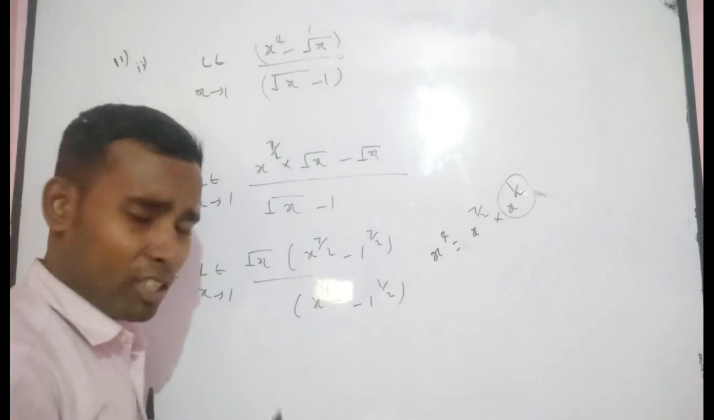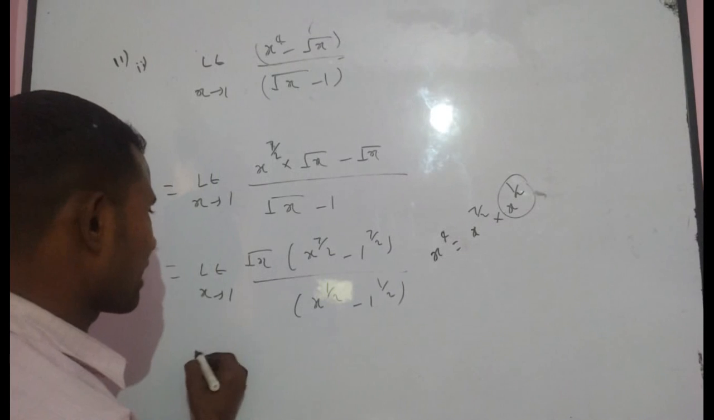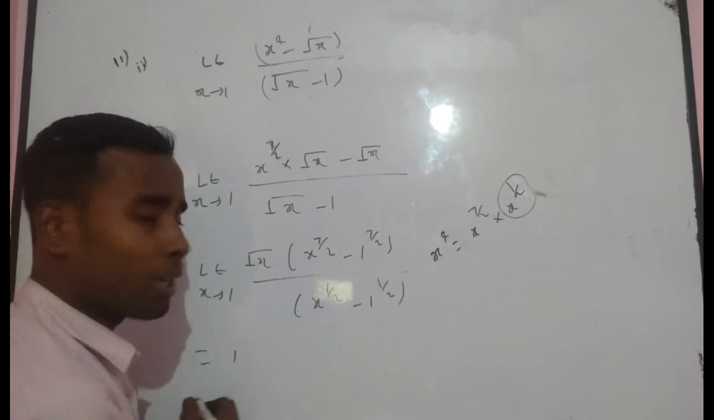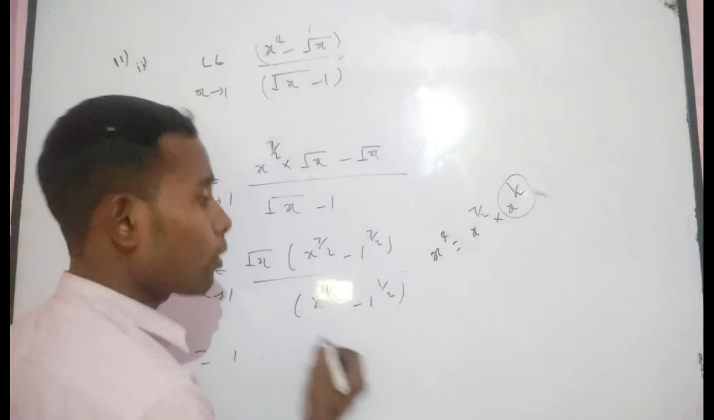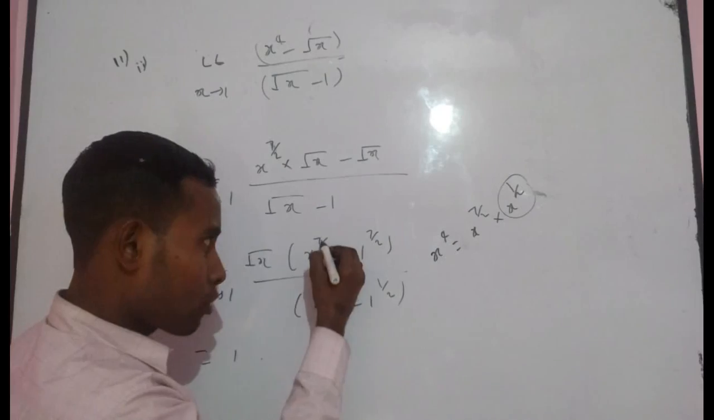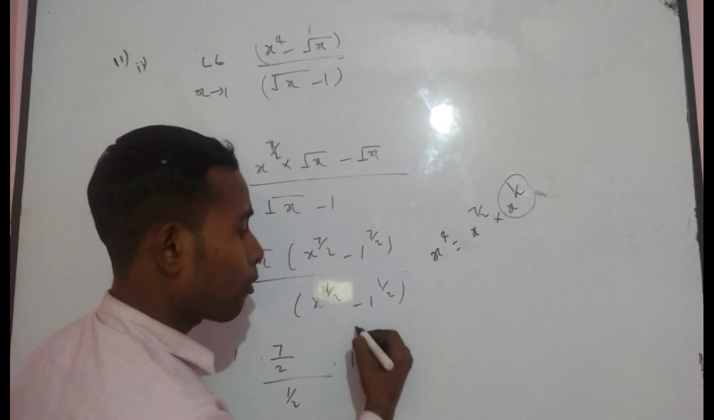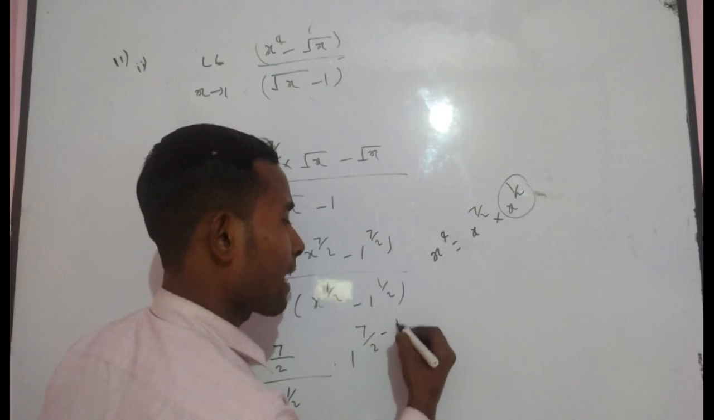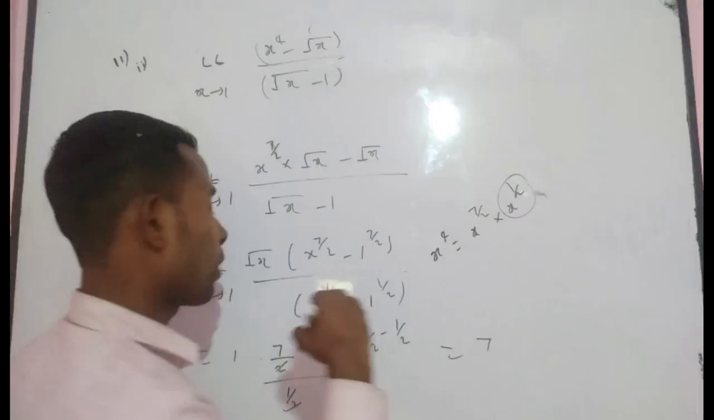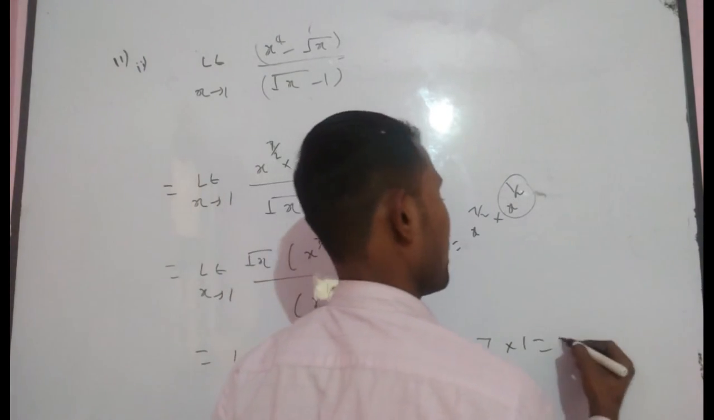As you know, 1 raised to any power doesn't affect it. So if you put root under x equal to 1, you have to put the formula. Which formula? You have to apply the formula with m by n, where m is equal to 7 by 2 and n is 1 upon 2, of a to the power m minus 1 upon a to the power n, which gives 7 by 2 divided by 1 upon 2. Now simply the 2s cancel and it will be 7. As you know, 1 raised to any power is 1, so 7 into 1 will be 7.